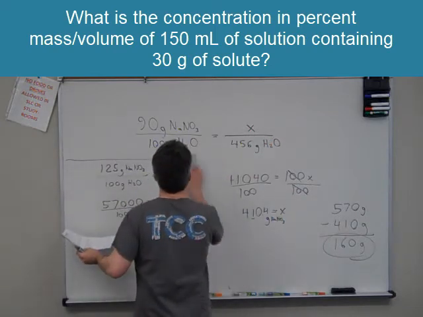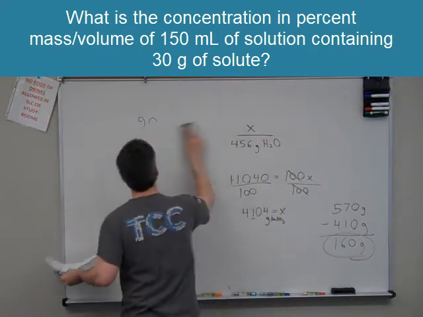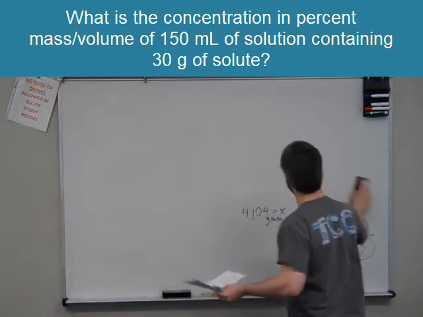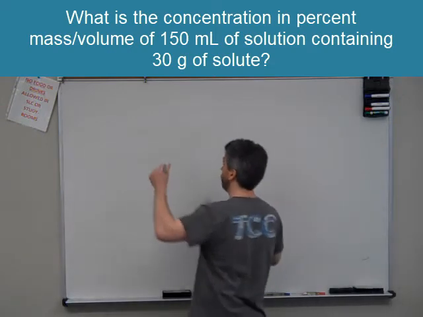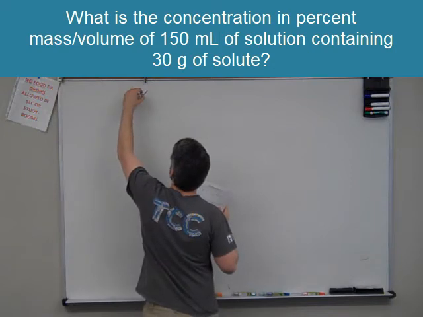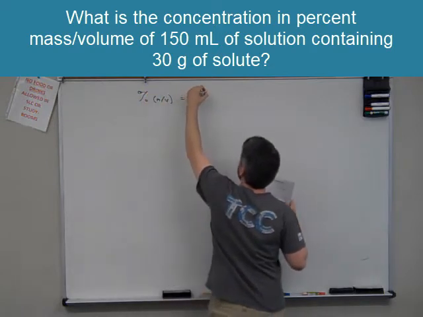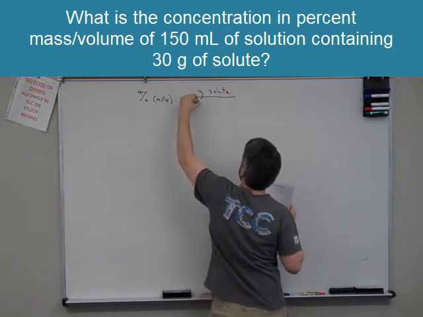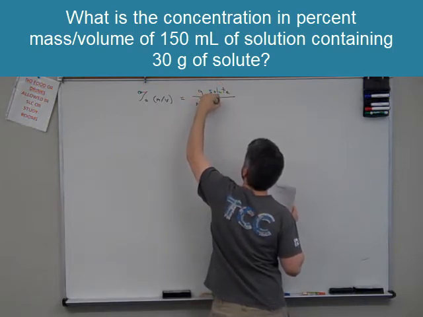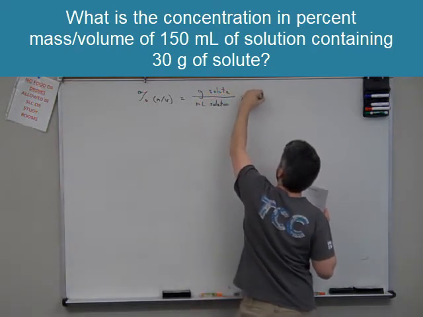In this case, we have to know what the equation is for calculating mass volume percent. Mass volume percent, or percent mass volume, is always the grams of solute divided by the milliliters of solution, times 100%.